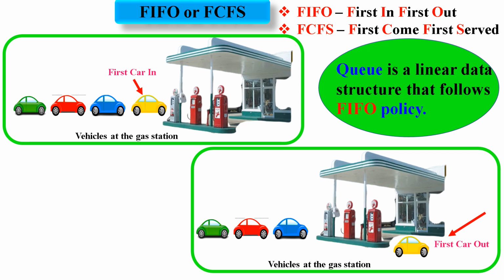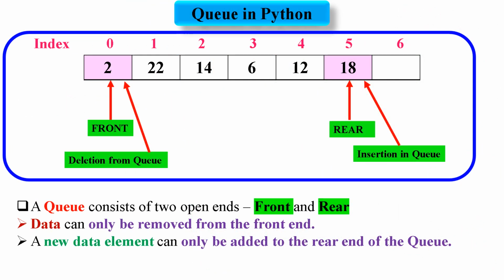Look at the example picture. The first yellow car into the gas station is the first car out from the gas station. Remember, queue is a linear data structure that follows the FIFO policy. Let's discuss queue in Python. A queue consists of two open ends, front and rear. You can see the front and rear ends in this picture. Data can only be removed from the front end, that is, the element at the front end of the queue. A new data element can only be added to the rear end of the queue.